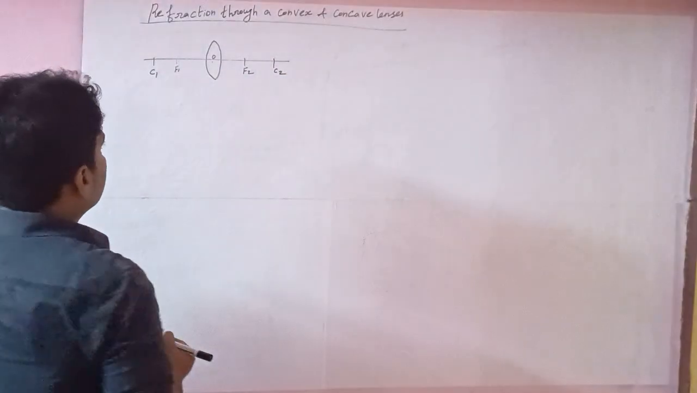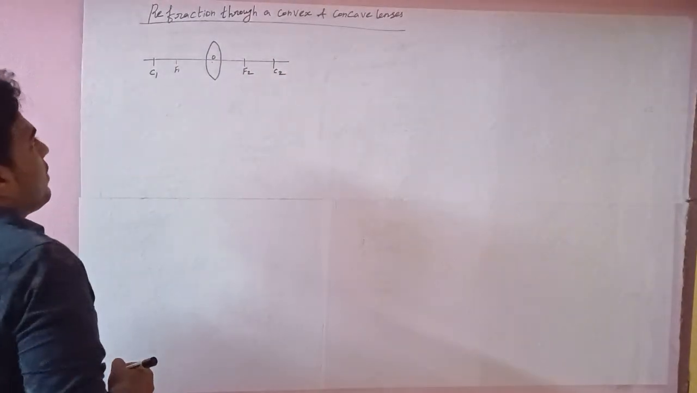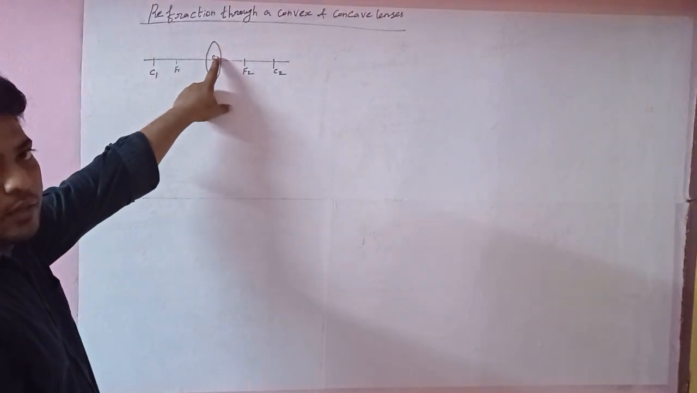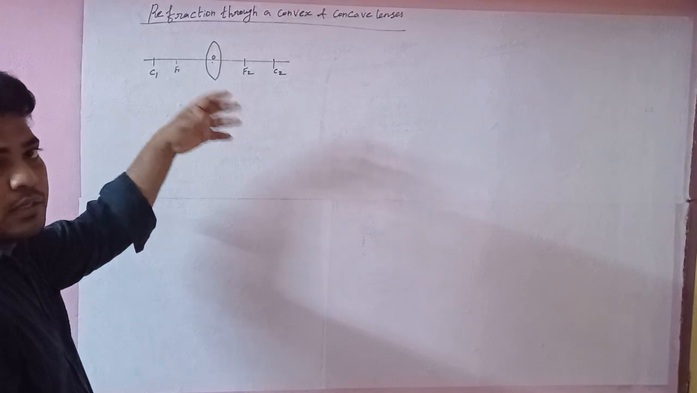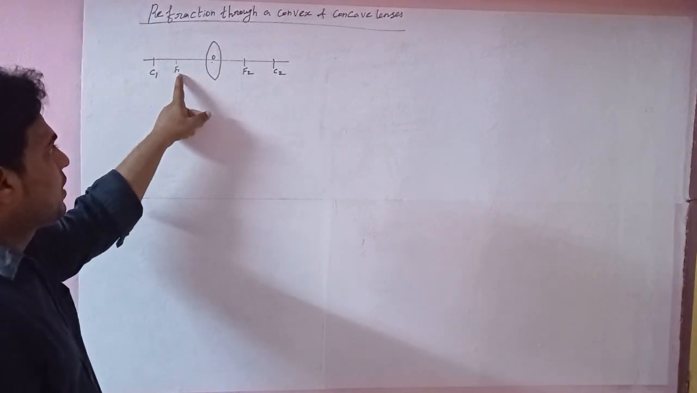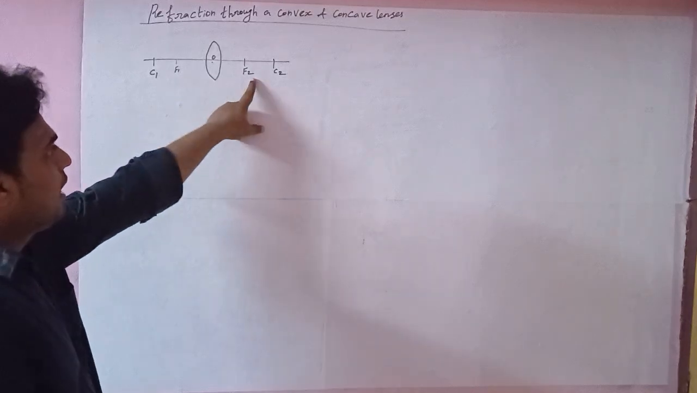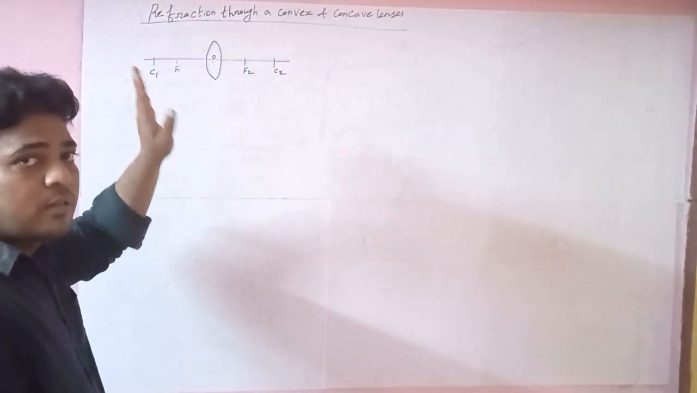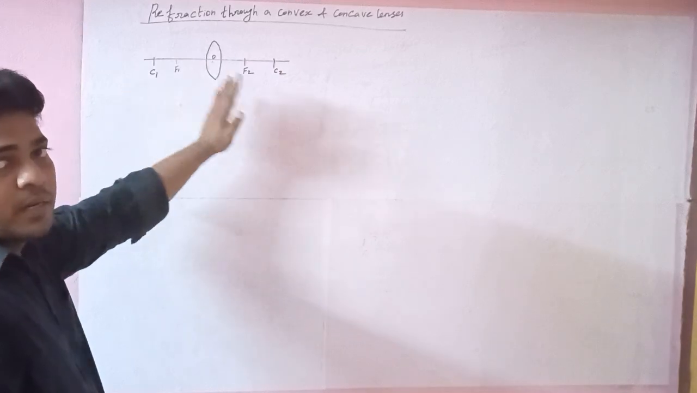What is the center of curvature? First, what is O? O is the optic center. In any convex or concave lens, O is the optic center. The straight line is called the principal axis. F1 is the object and F2 is the image. Keep in mind that the object is always placed on the left side, and the image appears on the right side.